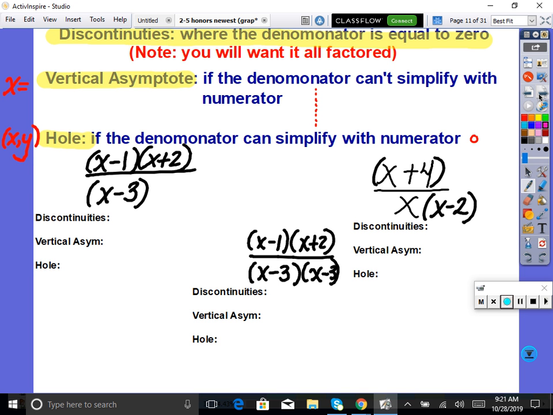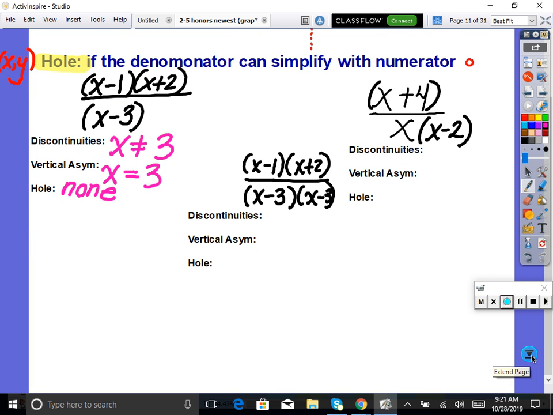So let's list out our discontinuities. Discontinuities come from the denominator being 0. So what is my discontinuity? X cannot be 3. Now, is that a hole or a vertical asymptote? It's a vertical asymptote at x equals 3 because it doesn't divide out. Holes, this one has none. Any questions on that? Okay, right here, my discontinuity is x equals 3. Okay, it happened twice, but we only need to list it once. Is it a vertical asymptote or hole? It didn't divide out, so it's a vertical asymptote. And my hole, once again, I had none.